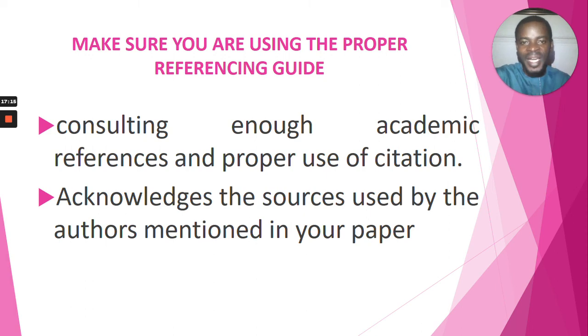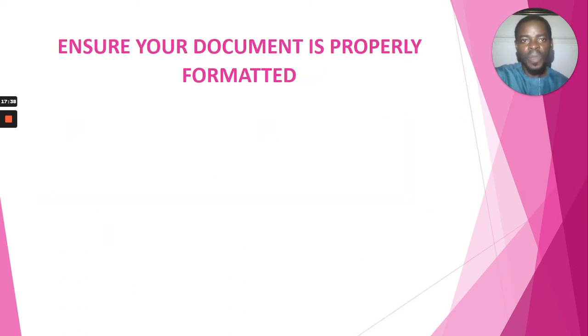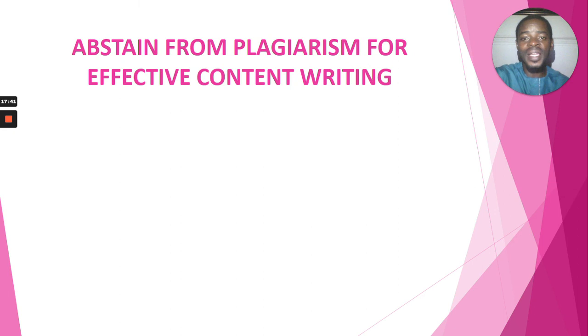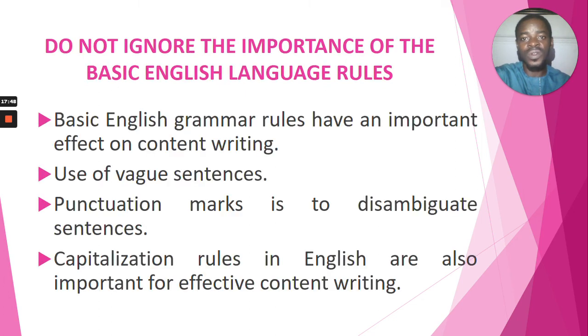So originality is important. You must be original, and in a case where you are copying another person's work, acknowledge the source used by the authors mentioned in whatever article you're writing. All right, make reference: this person said this in such an article and such a year, or from such a site. Make sure that you always do that, please make sure you always do that. Now make sure that your document is properly formatted, and then avoid plagiarism. Okay, avoid plagiarism for effective content writing.